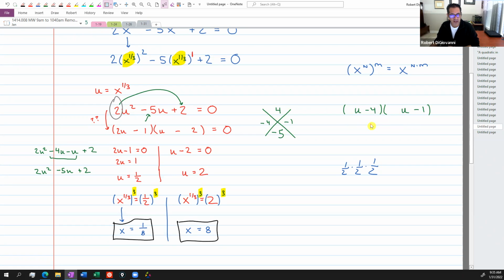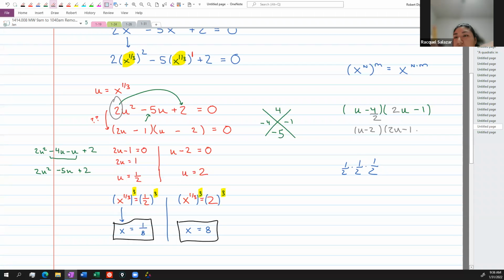Do you remember me saying that? This was like the super shortcut. So I would put the 2 here and then underneath here. That's what I would do. And then it would become u minus 2, 2u minus 1, which is exactly what I have here, just written in a different order.